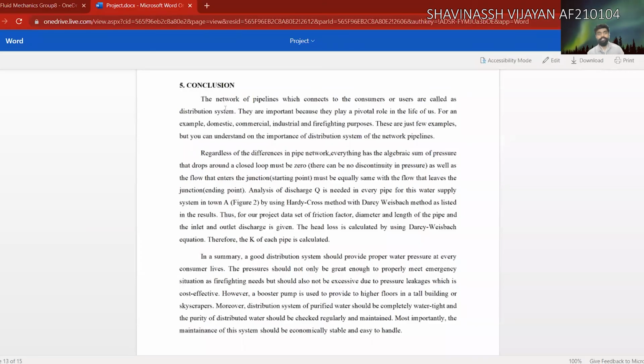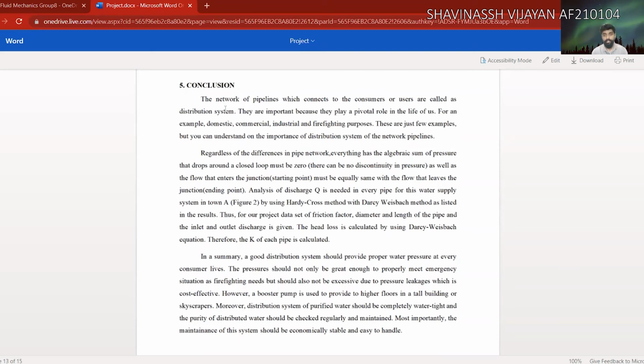Okay, the network of pipelines which connects to the consumers or users is called the distribution system. They are very important because they play a pivotal role in our lives. For example, domestic, commercial, industrial, and also firefighting purposes. These are just a few examples, but you can understand the importance of the distribution system of network pipelines.